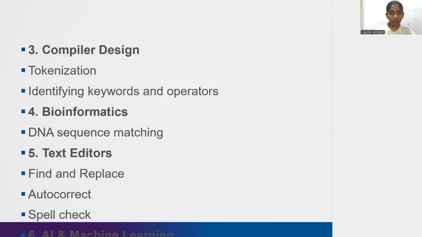Text editors use find and replace, autocorrect, and spell check. And sixth we have AI and machine learning. This is also one of the most important applications we can say.